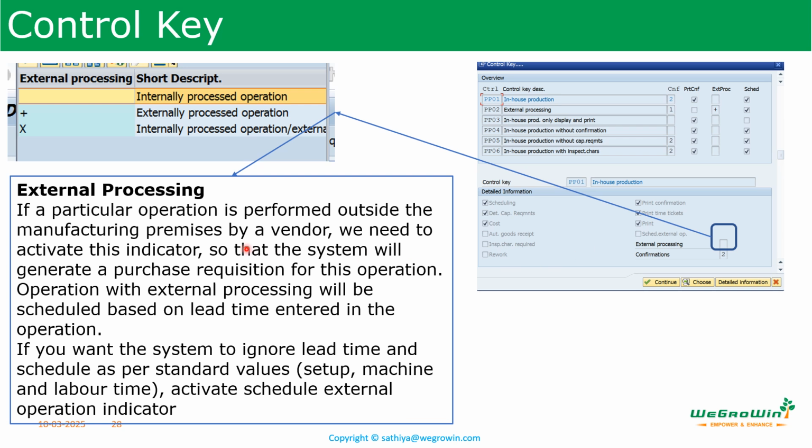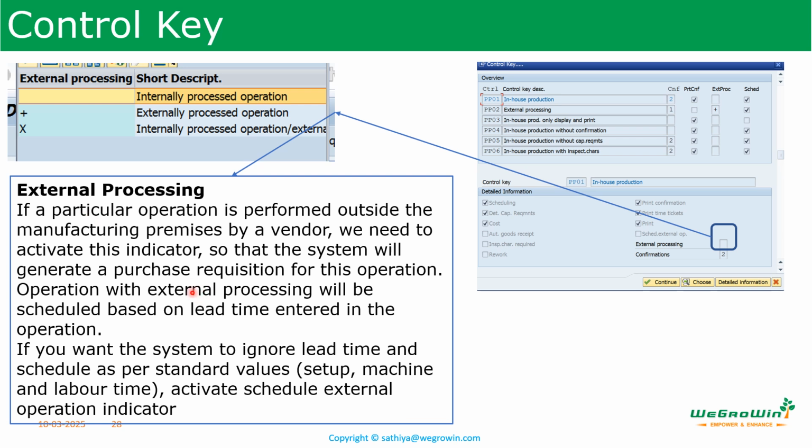And then external processing. We saw that there is no external processing for the operation. When an operation is extended for external operation, a control key has to be created specific to the external operation, where this external processing has to be tick marked. Okay, this has to be tick marked. See that there are many options. If it is scheduled left blank, there is no external operation. If there is a plus sign, it means external process operation is there. If it is X, it means it can operate for local and also for external, right?